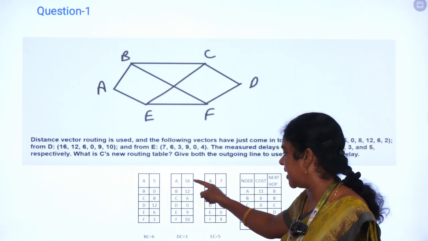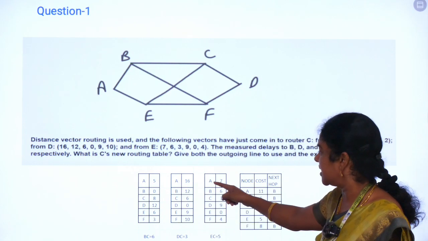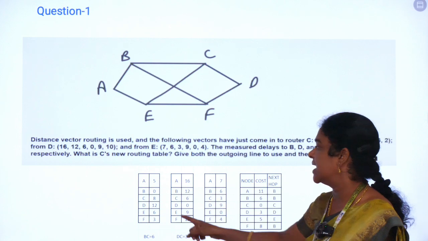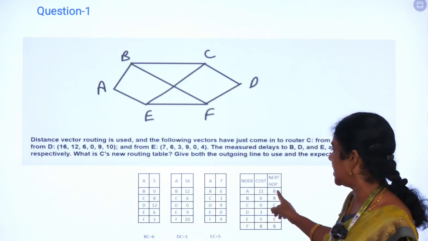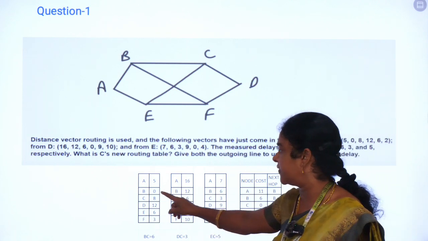Here A in the D table is 16, so 16 plus 3 is 19. Here the A entry is 7, and 7 plus 5 is 12. So what is the minimum cost? 11 is the minimum cost, and the next hop is B. Similarly, you find out every node.